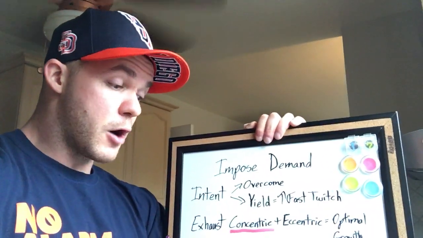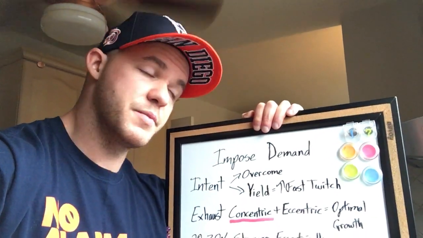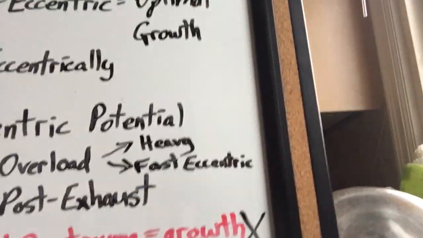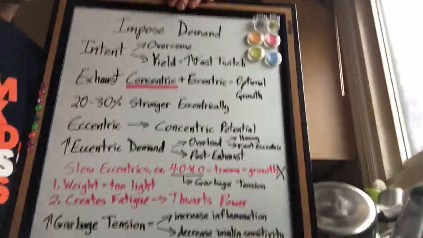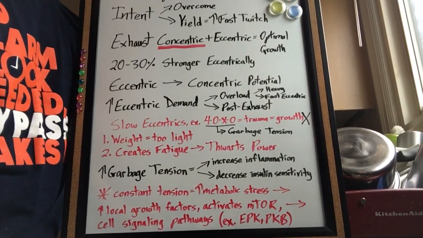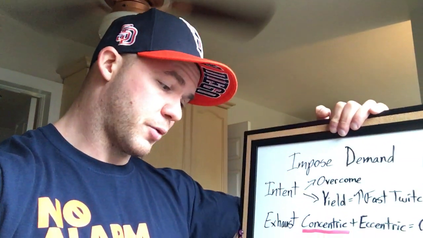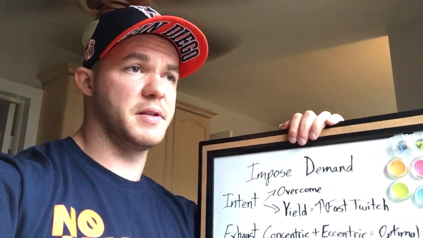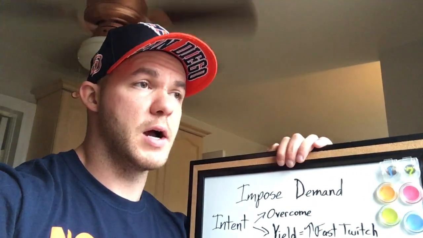So there are benefits, but there are better ways to use eccentrics to maximize your return on investment of time and effort. And the way you would do that is to go very, very heavy, do fast eccentrics, or the post-exhaust method. So that should help everybody understand the benefits of eccentrics and how to use them in your training so that you maximize your return on investment of time and effort, and you don't just build up fatigue, thwart power, increase inflammation, and decrease insulin sensitivity. That's not a good idea. You don't want to just do things that'll tear the muscles for no rhyme or reason, for no real purpose.